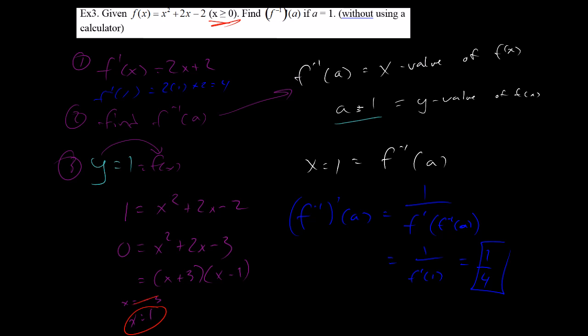So let's break it down one more time. Step 1, find your derivative. Step 2, find your inverse of a, which is your x value. By using step 3, we are given our y value. This is also known as a. And we use that to calculate all the way down till we get our x value. And then we just plug it in. So 3 steps to do it. Nice. Let's do another example.